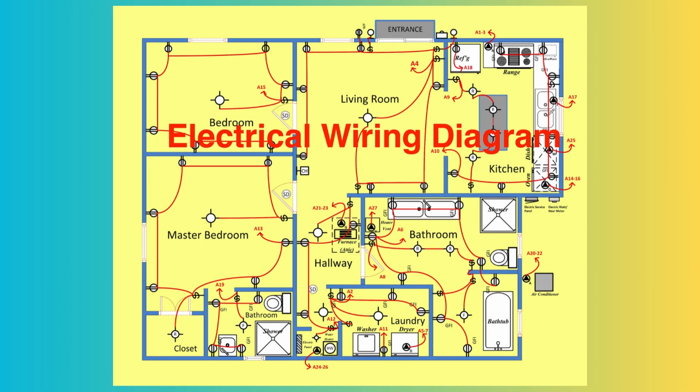Electrical wiring diagrams shown here are detailed drawings that show the interconnection of electrical components within a building. They are essential for electricians during the construction of houses, as they provide a visual representation of the wiring layout, circuit paths, and connections between various electrical devices. These diagrams help ensure proper installation, safety, and compliance with electrical codes.